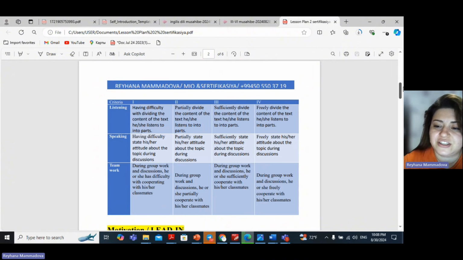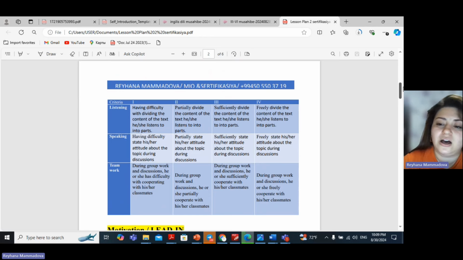And for my speaking criteria, I evaluate my students like this: the first level, having difficulty stating his or her attitude about the topic during discussions; the second, partially state; the third level, sufficiently state; and the fourth level, freely state his or her attitude about the topic during discussions.